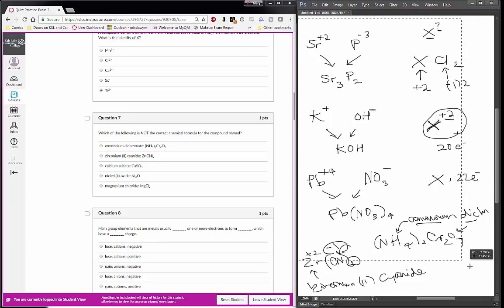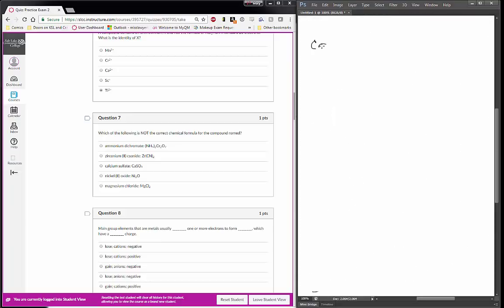Next, we have CaSO4. And if we look at CaSO4, calcium is a main group, so we just name it calcium. We don't need parentheses or anything like that. SO4 is a polyatomic ion that we memorized, sulfate, so it's just the name of that polyatomic ion, calcium sulfate. That is indeed the name that they give.